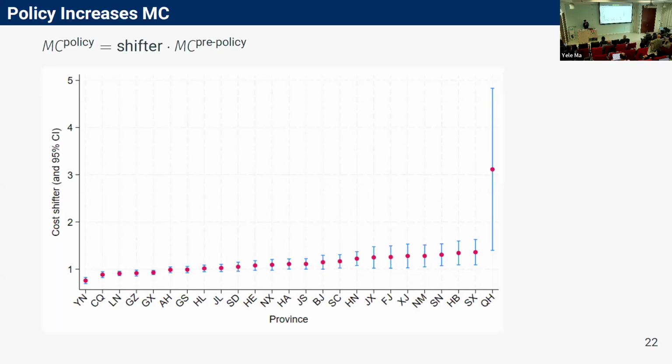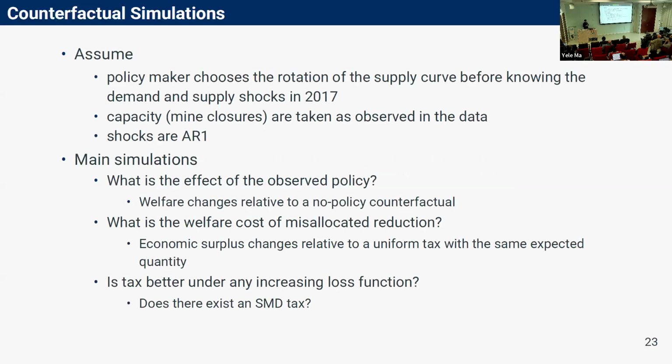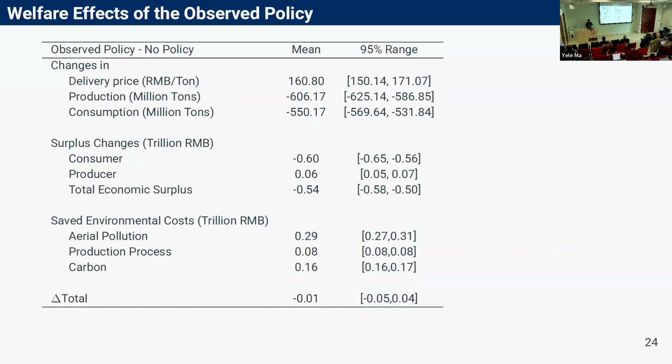So this is the policy we have in mind, our supply reduction policy, modeled as this rotating of the marginal cost. What we do is compare this observed policy first with the counterfactual of no policy. This gives us an estimate of the impact of the observed policy. And then we're also going to think about an alternative policy where you impose a uniform tax across provinces. That kills the misallocation effect. And lastly, going back to our key novel criterion, we're going to think about whether there is a tax that is better than the current supply reduction policy.